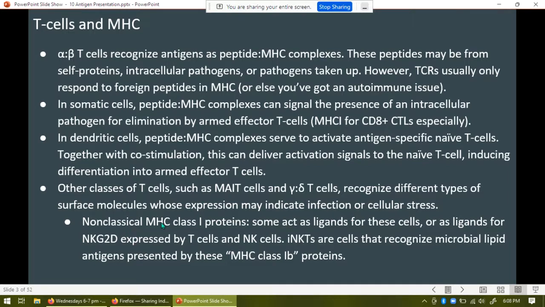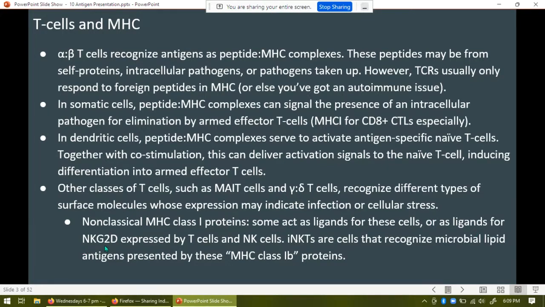So, one example of a ligand for the MAIT cells and the gamma delta T cells is this group of proteins called the non-classical MHC class 1 proteins. We've talked about MHC in this class so far, but we're referring to the classical MHC1. There's another set of genes that encode weird MHC1 proteins that really don't do the same thing that MHC1 does, and they are called non-classical MHC class 1 proteins. We're going to talk about a good number of those, but only a few are going to be important. Some of these non-classical MHC1 proteins act as ligands for MAIT cells or gamma delta T cells.